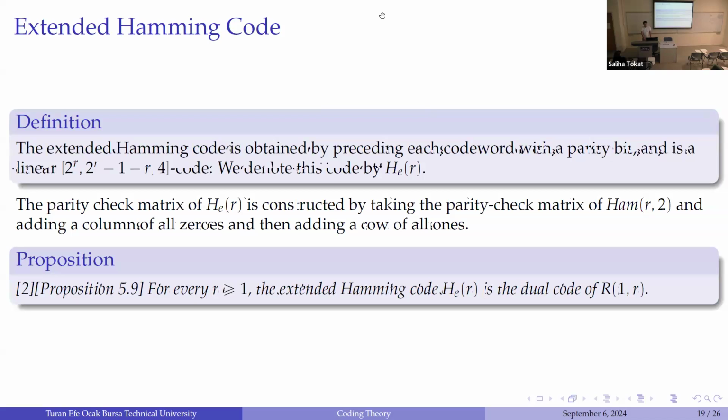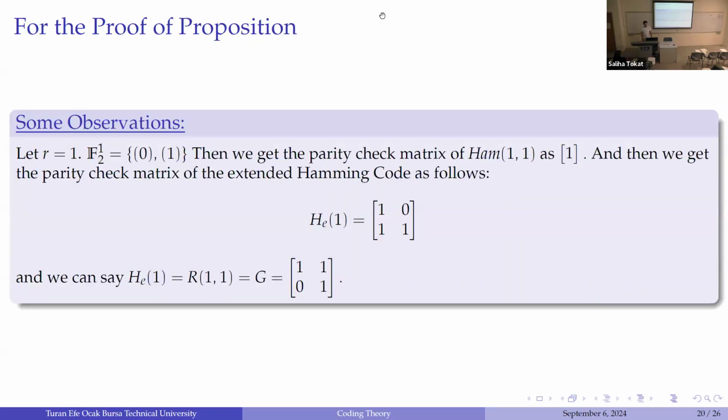Now I give the extended Hamming code. The extended Hamming code is obtained by preceding each codeword with a parity bit, and it is linear. 2 to the r is n, 2 to the r minus 1 minus r is k, and 4 is the minimum distance. We denote this code as the extended Hamming code. The parity-check matrix of the extended Hamming code is constructed by taking the parity-check matrix of Ham(r,2), adding a column of all zeros and adding a row of all ones. Now we have a proposition. For every r at least 1, the extended Hamming code is the dual code of the binary Reed-Muller code R(1,r).